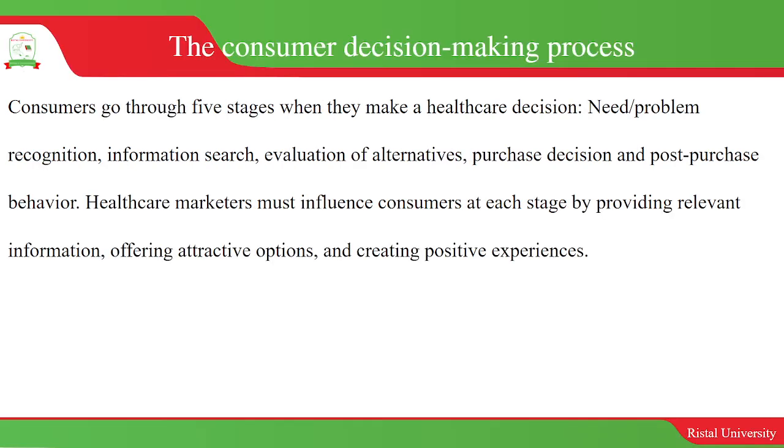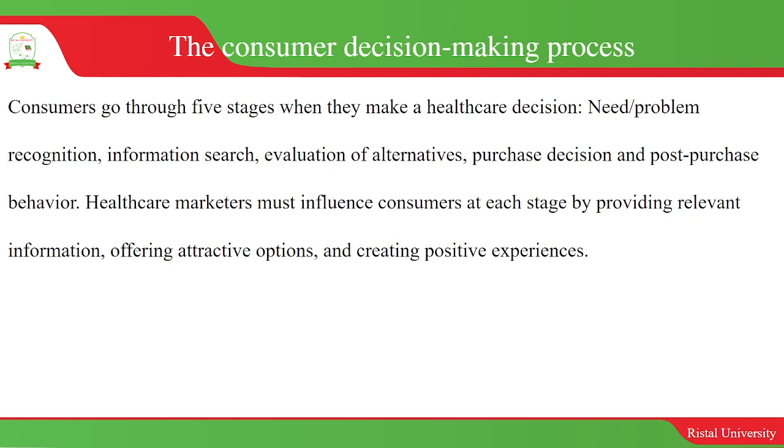So we are going to look at the consumer decision-making process, and we said that consumers go through 5 stages in making a decision related to healthcare. The first being the need or problem recognition, and then the second being information search, and then evaluation of alternatives, and then they now make the decision and purchase the healthcare service or product. And then the last one, which is basically after them buying, how do they behave? So that is the post-purchase behavior.